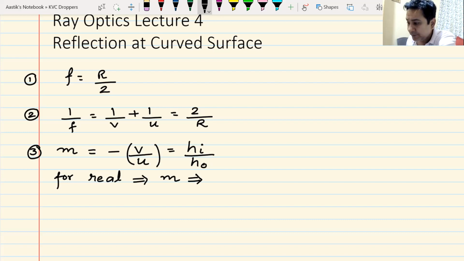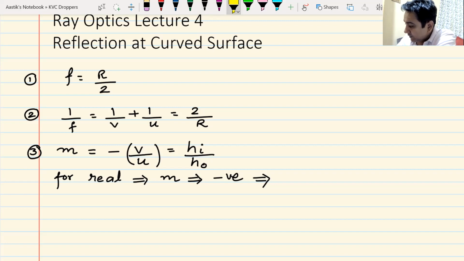For a real image, the value of m, magnification, would be how much? Positive, negative, zero, what? Negative, sir. Will it be erect or will it be inverted? It is taking so much time to give answers to these simple questions. The formula is H2 by H1, not minus H2 by H1.